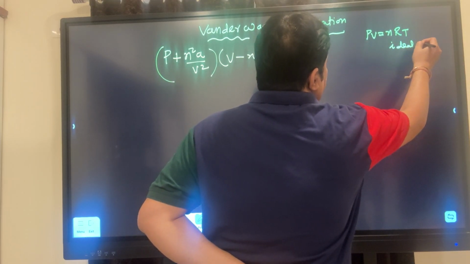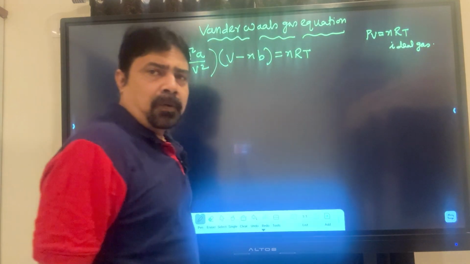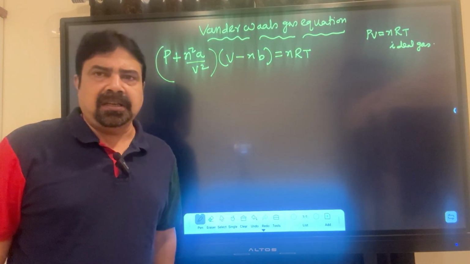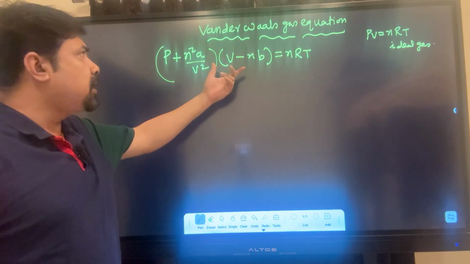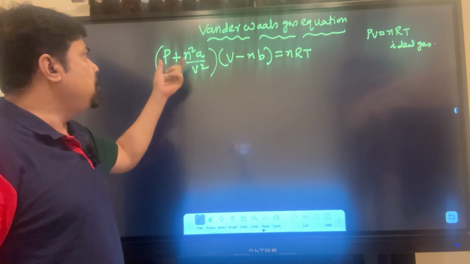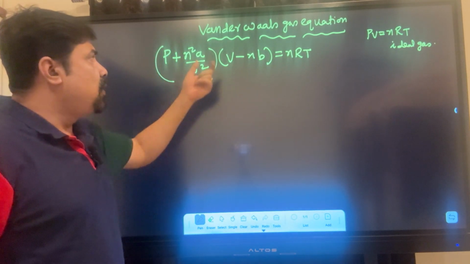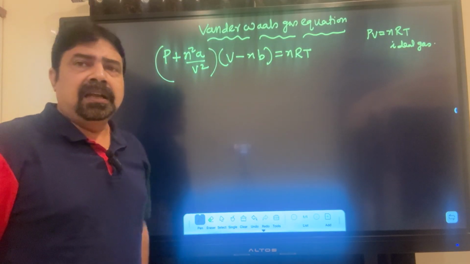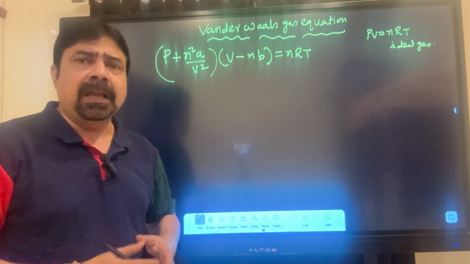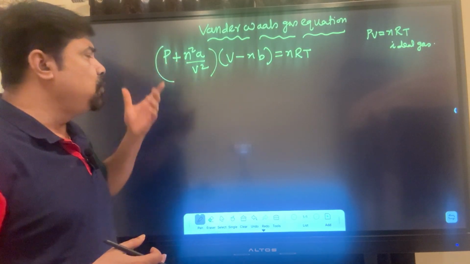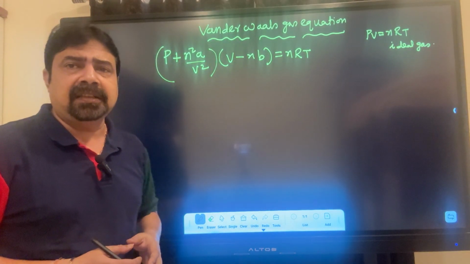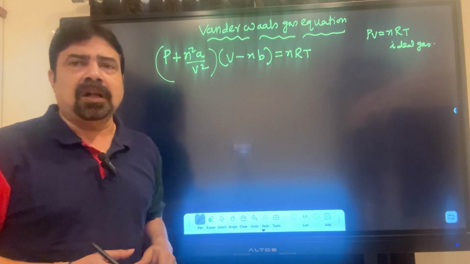Everybody, I hope you know, P is the pressure of the gas, V is the volume of the gas, n is the number of moles, R is the universal gas constant, and T is the temperature in Kelvin. But in the Van der Waals equation, a certain amount is added to the pressure and a certain amount is subtracted from the volume, and only then is it equal to nRT. Now the first question: why do we need to add that to the pressure and subtract something from the volume?